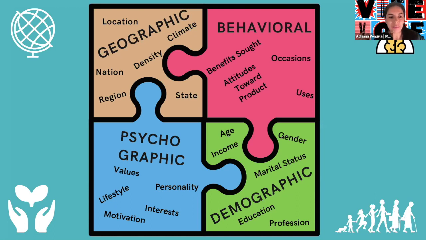Do they have a hobby of hiking? Do they care about the environment? Things like that. And then demographics will be more of your typical age, income, gender, marital status, education, profession, things of that sort. So you're trying to get into your customers' brain to understand them and segregate them a little bit, to create a product that aligns and segments them in a way.